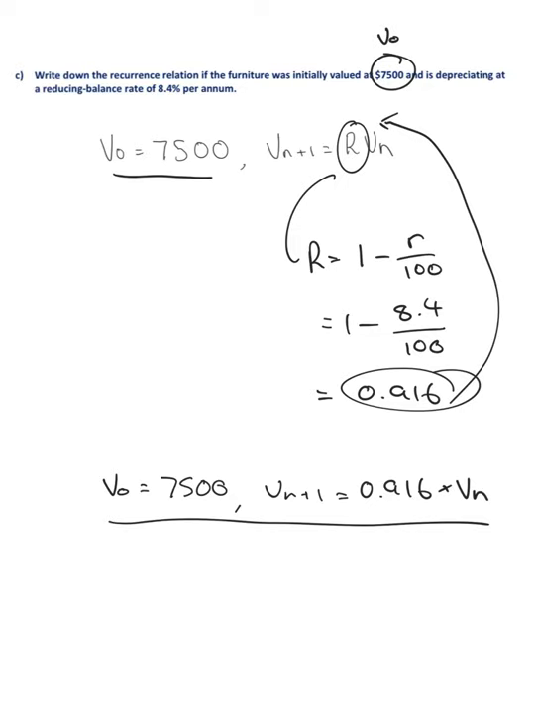Little hint: make sure that if it is a reducing balance rate of depreciation, it's reducing, so R should always be less than 1. It should be 0.916. If it's compound interest, it should always be greater than 1, so 1 point something. Little hint.